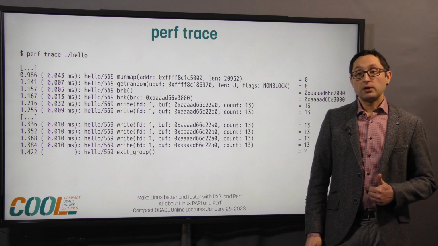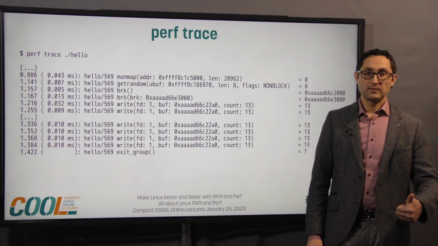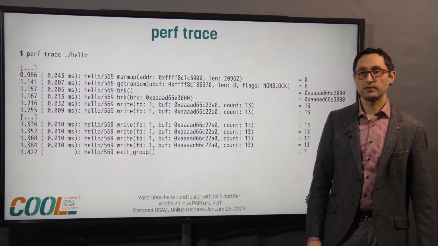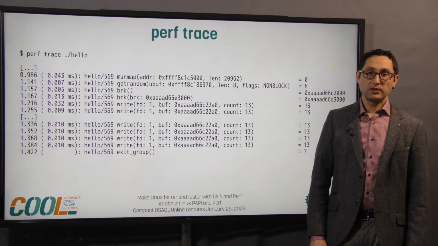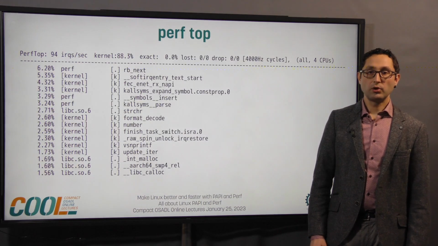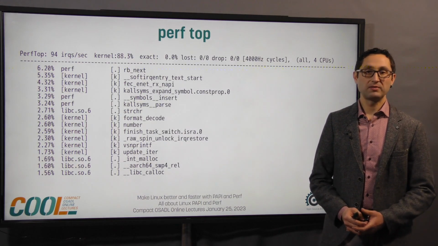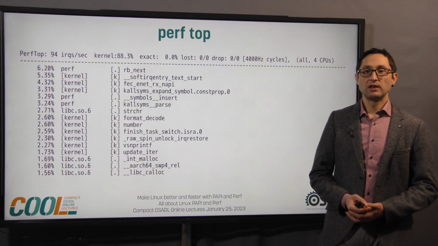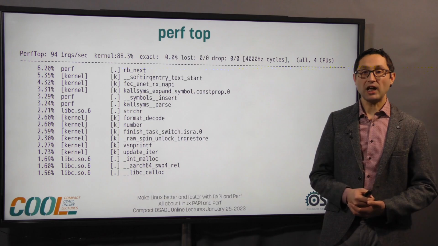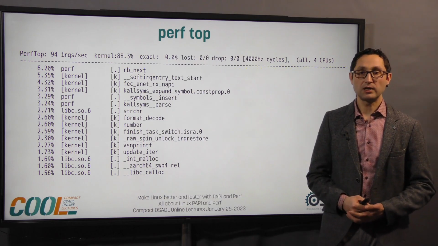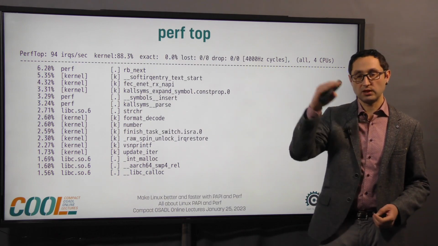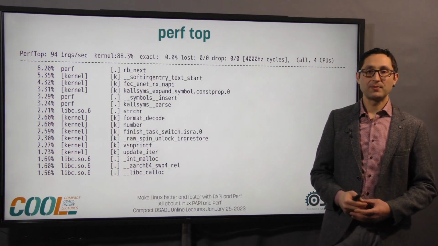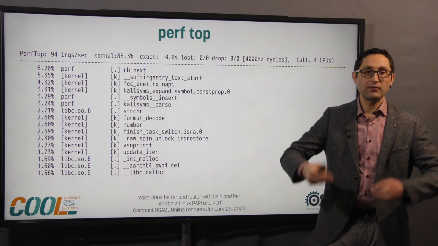So we've now been counting events. We've been recording and reporting events. We've been tracing syscalls. Last but not least, I would like to look into perf top, which is maybe one of the most powerful perf subcommands. With perf top, you can get live performance data, like the top command, that could tell you how much CPU time is spent by specific processes. Perf top does the same, but on a very different granularity.